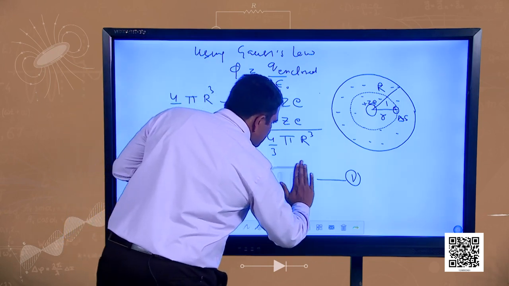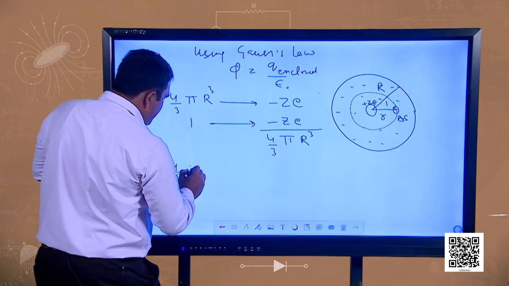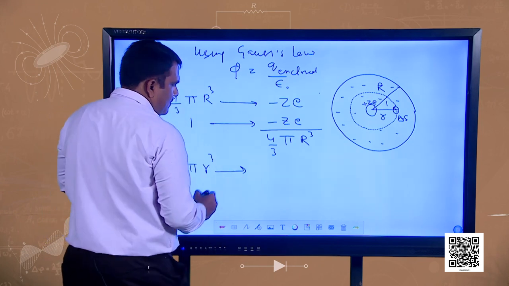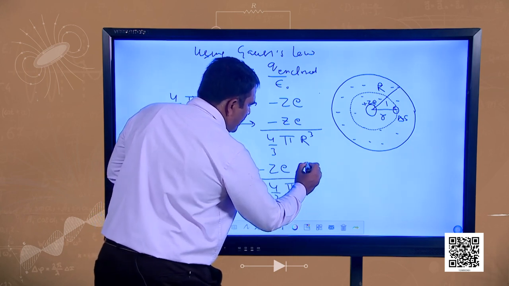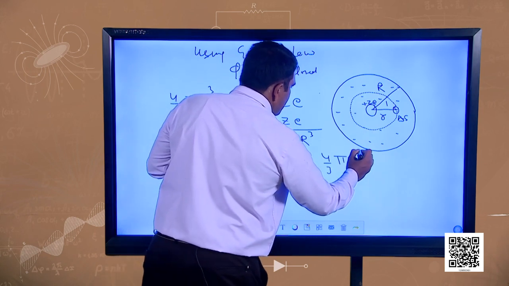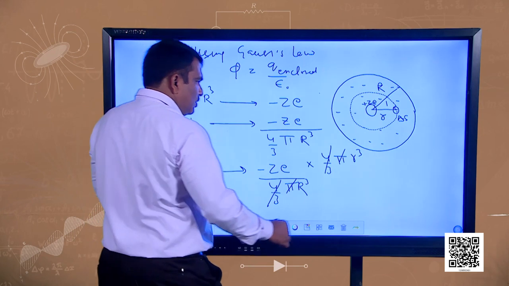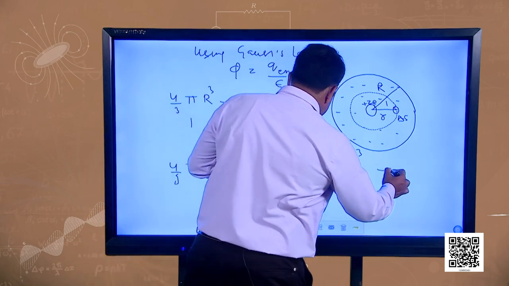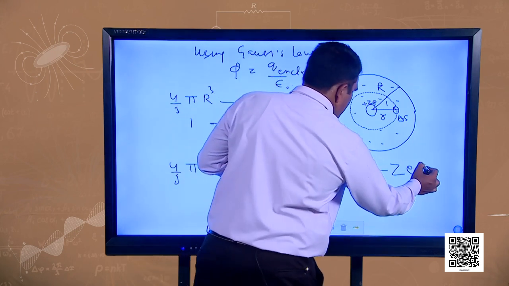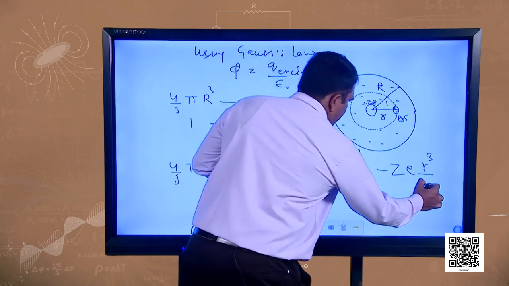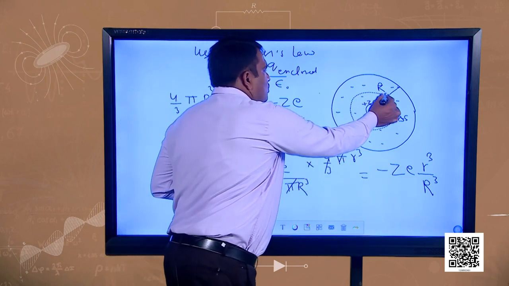So, the negative charge present within the volume 4 by 3 pi small r cube will be minus Ze divided by 4 by 3 pi capital R cube, multiplied by 4 by 3 pi small r cube. Pi cancels with pi, 4 by 3 cancels with 4 by 3. So what do we get? We get minus Ze small r cube divided by capital R cube. This is the amount of negative charge present inside the Gaussian surface.